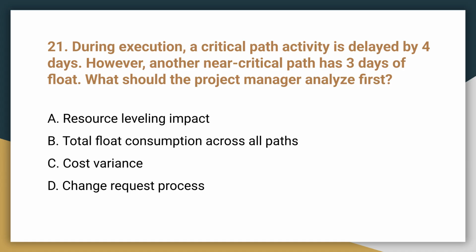Question 21. A critical path activity is delayed by 4 days, but a near critical path has 3 days of float. What should the project manager analyze first? The correct answer is B, total float consumption across all paths. You must assess all paths because the near critical path may become the new critical path.